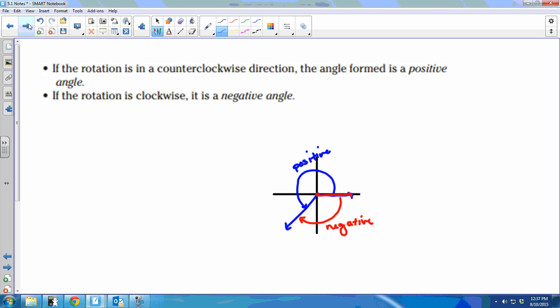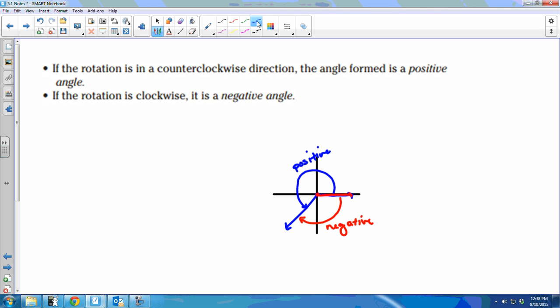It's important also to note that if you're rotating counterclockwise, you have a positive angle. If you rotate clockwise, you have a negative angle. That's going to be very important in what we're doing in learning target 2, and I'll remind you of that again. But counterclockwise is positive, and clockwise is negative.